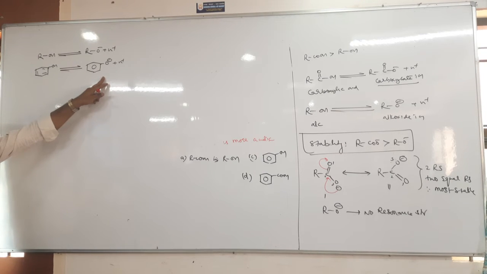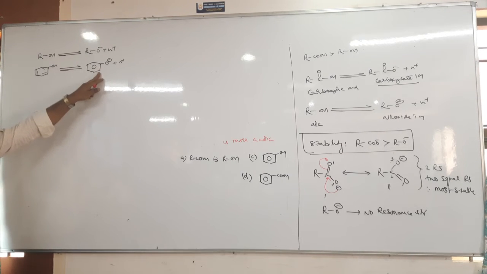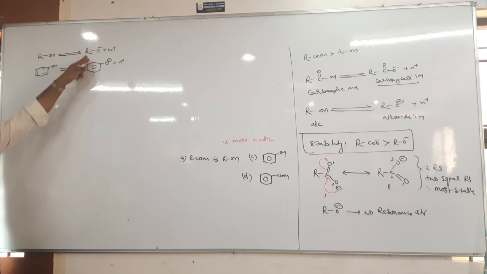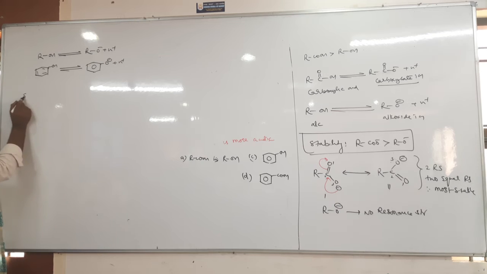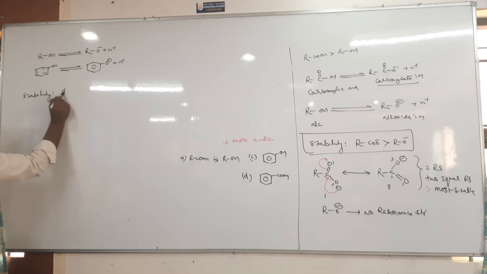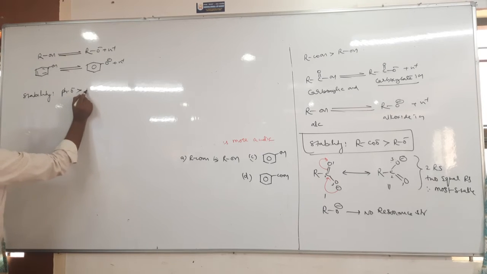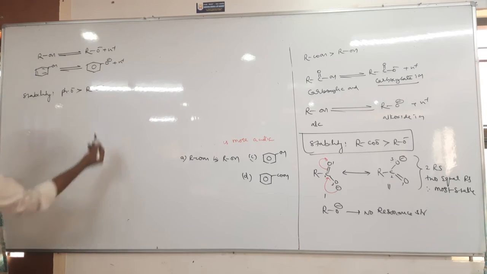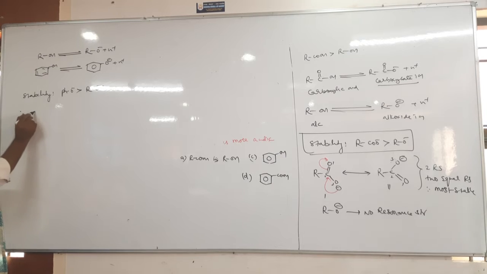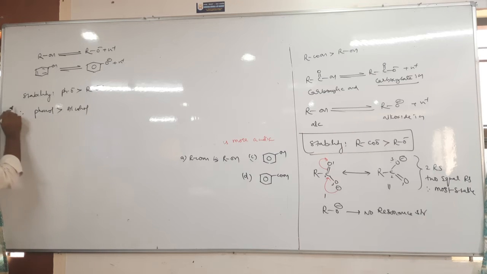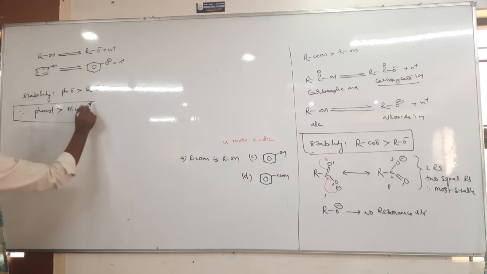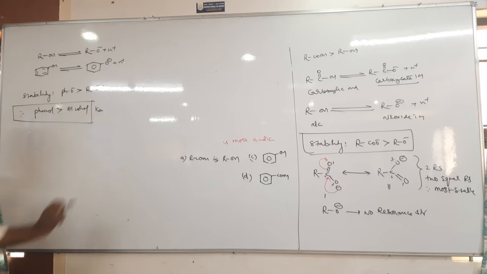It has 4 resonance structures, right? Phenoxide has more resonance structures, therefore phenoxide is more stable compared to alkoxide. Alkoxide has no resonance. So phenoxide, PhO minus, is more stable compared to RO minus. Therefore phenol is more acidic than alcohol. It has a higher Ka.